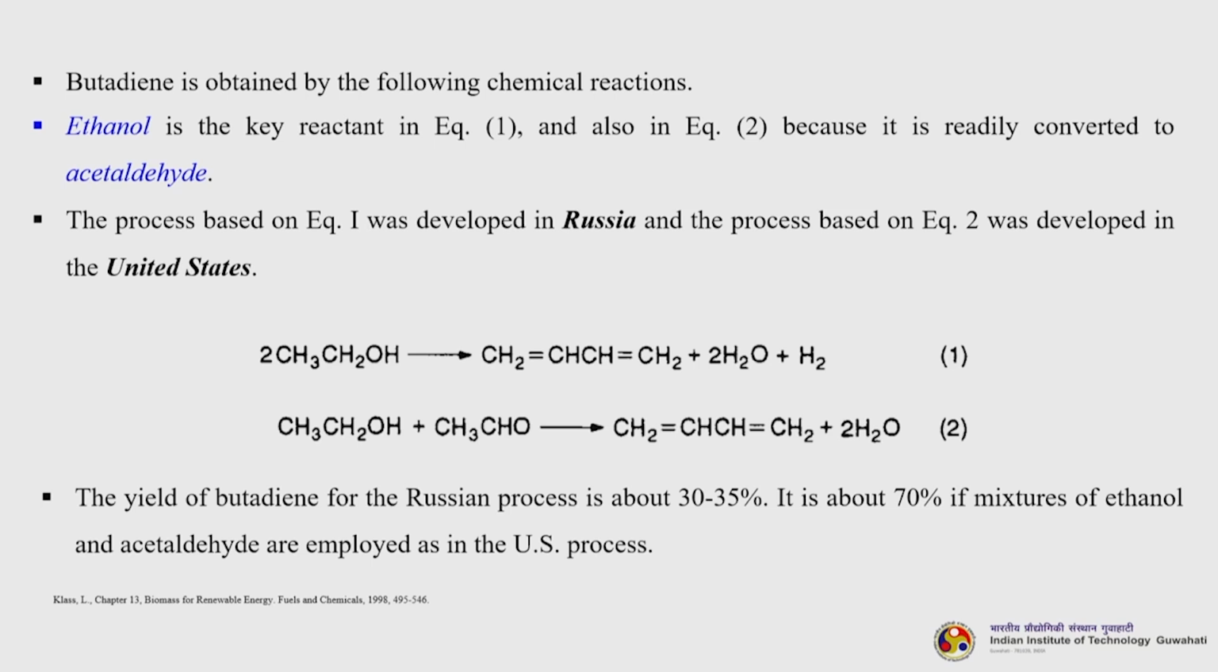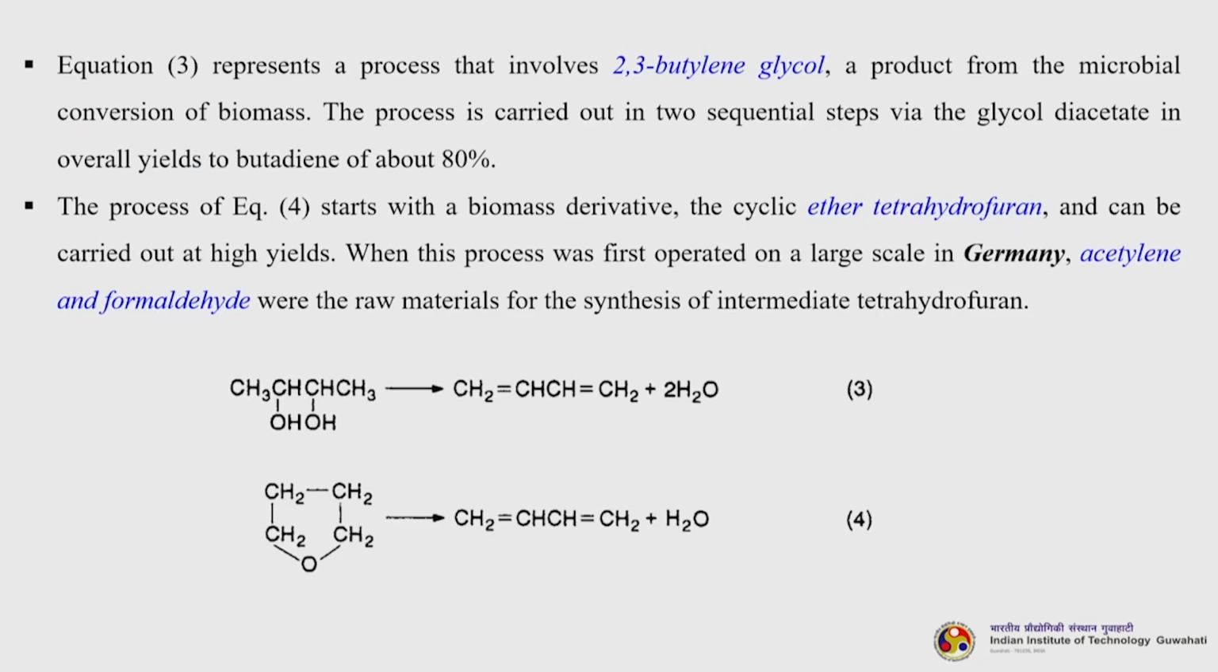The yield of butadiene for the Russian process is about 30 to 35%. It is about 70% if the mixtures of ethanol and acetaldehyde are employed as in the US process. Equation 3 represents a process that involves 2,3-butylene glycol, a product from the microbial conversion of the biomass. The process is carried out in two sequential steps via the glycol diacetate in overall yields to butadiene of about 80%. The process of equation 4 starts with a biomass derivative, the cyclic ether tetrahydrofuran, and can be carried out at high yields. When this process was first operated on a large scale in Germany, acetylene and formaldehyde were the raw materials for the synthesis of intermediate tetrahydrofuran.